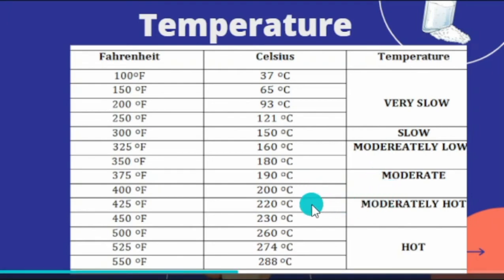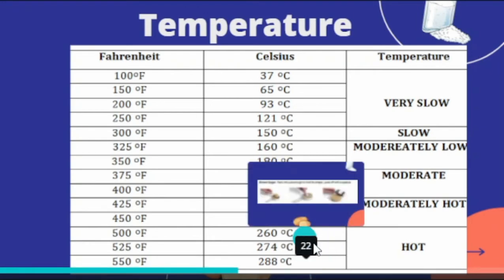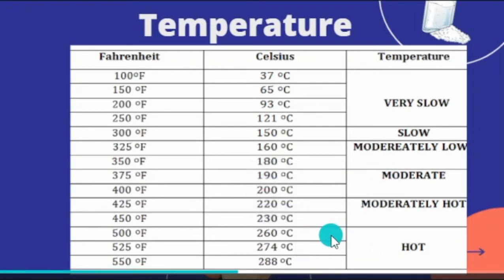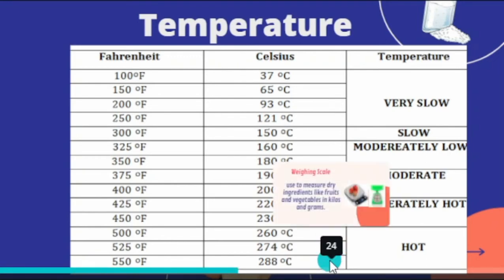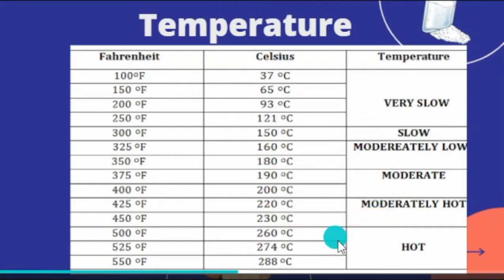And for 200 to 220 degrees Celsius, and 230 degrees Celsius, it is moderately hot. And if it's 260 degrees Celsius up to 274 degrees Celsius and 288 degrees Celsius, it is considered hot. Okay, that's all about temperature. When you want to convert degrees Fahrenheit to degrees Celsius, you can look at this table.